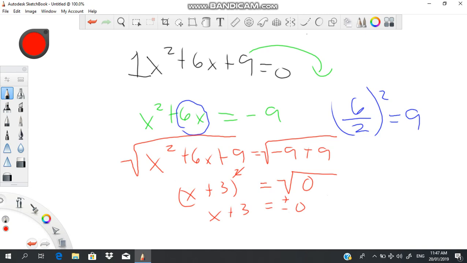Now we're going to have two equations. X plus 3 equals positive 0, even though 0 is neither positive nor negative. X plus 3 equals negative 0. Just transpose, and the answer is going to be x equals negative 3.